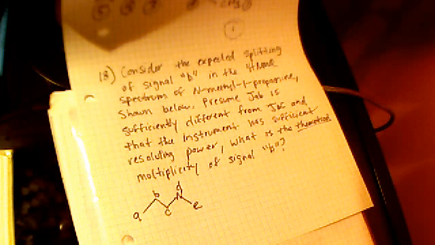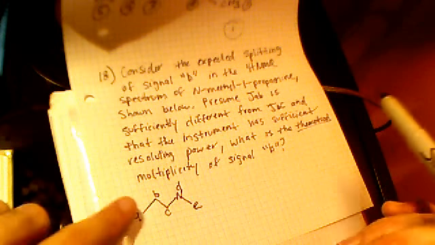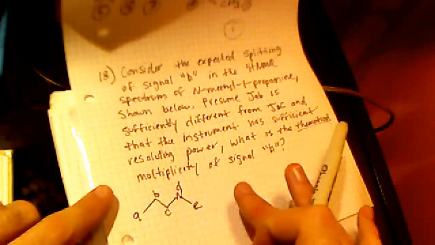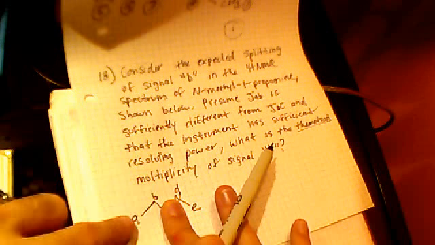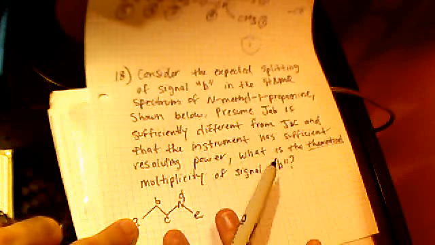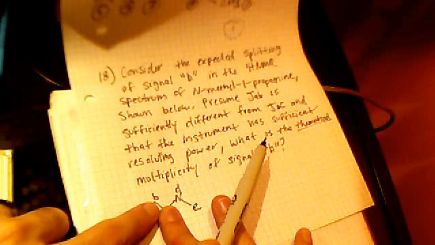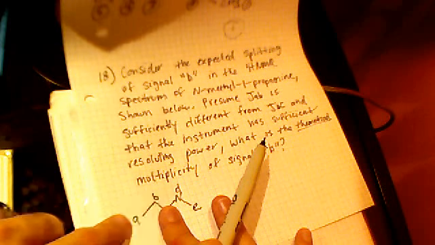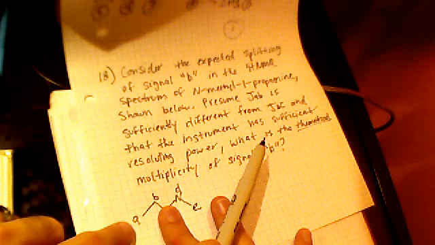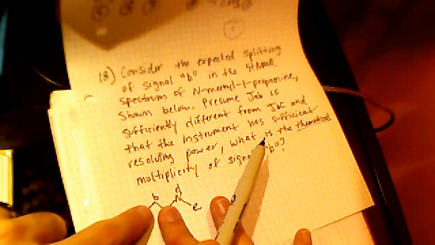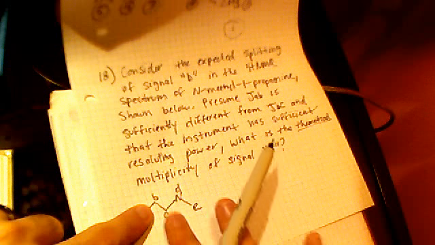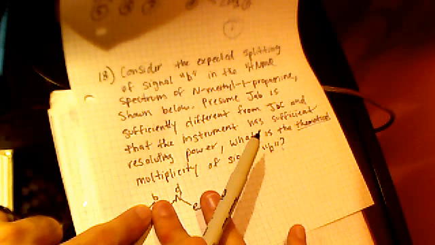So to make a long story short, this is a methyl group right here, right? And this is a CH2. So when B is split by A, because it's CH3, it's going to make a quartet. When B is split by C, there's 2 here, so it's going to become a triplet.